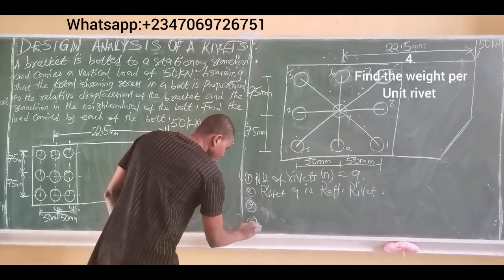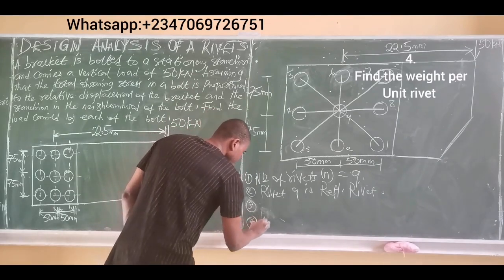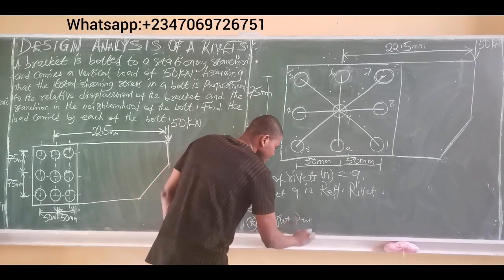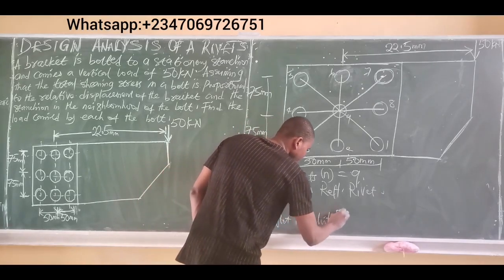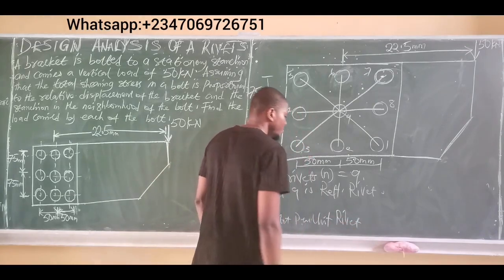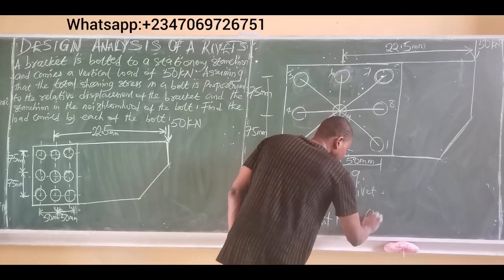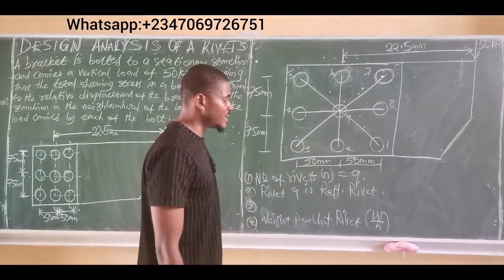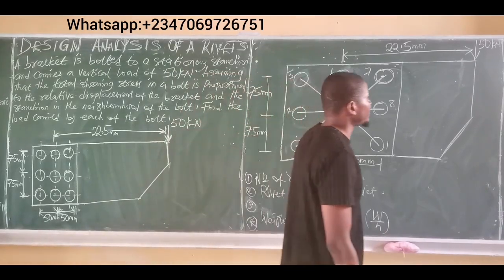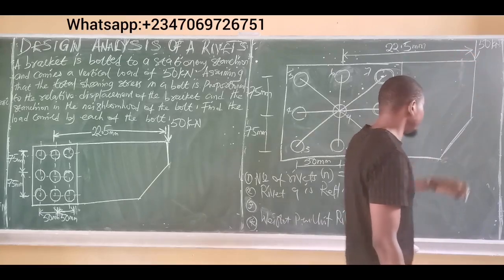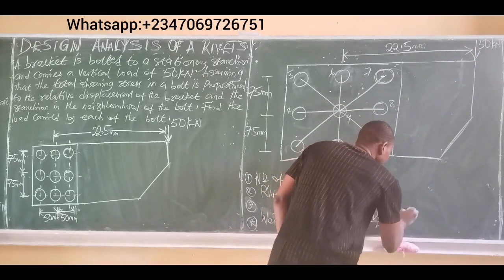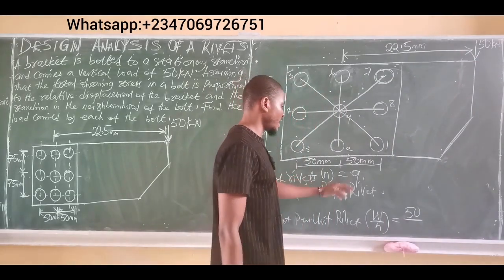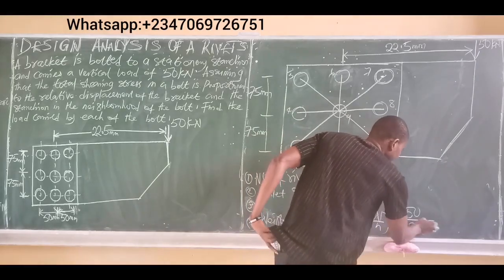The fourth thing to do is find the weight per unit number of rivets. So you simply have W divided by n, where W is the load carried by the rivets, and the load in this case is 50 kilonewtons. So you simply find 50 over the total number of rivets. Total number of rivets n is equal to 9. So 50 divided by 9.